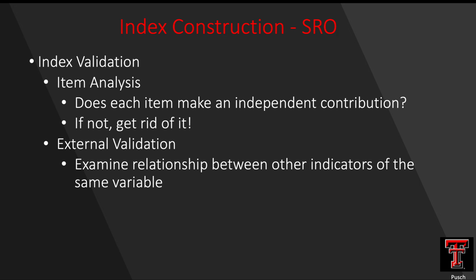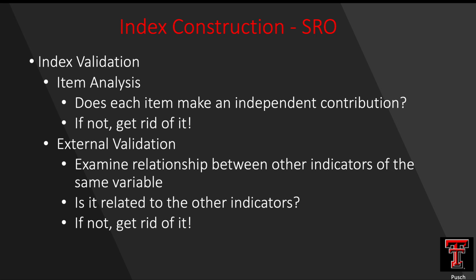External validation. So examine the relationship between other indicators of the same variable. So we want to see if things are related to each other. If not, again, get rid of it. We don't need it. We're trying to keep our indexes as simple as possible.